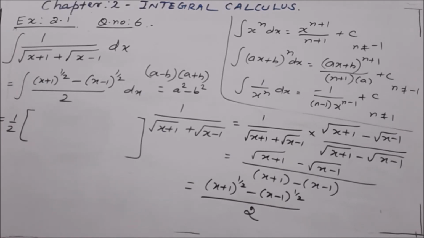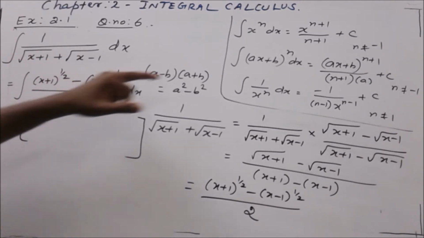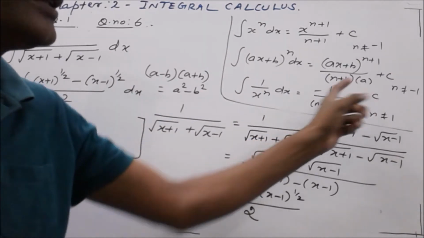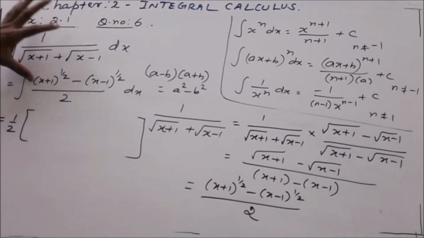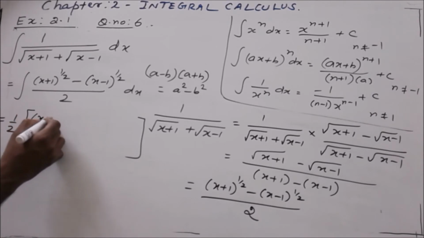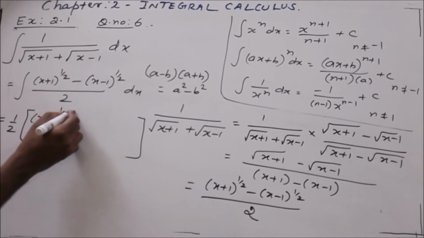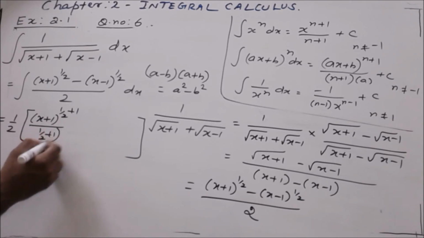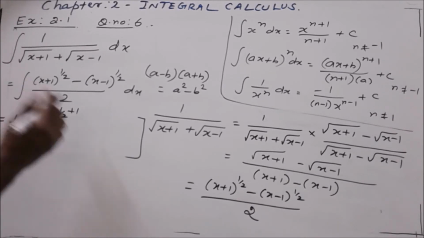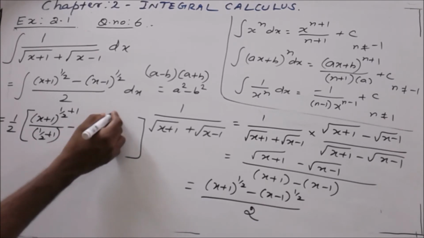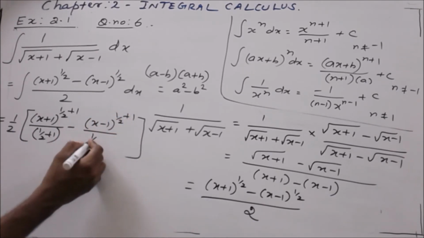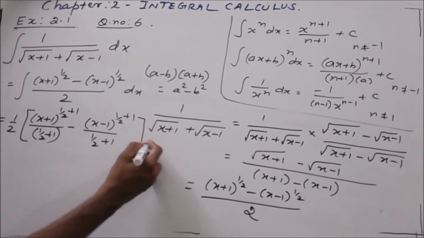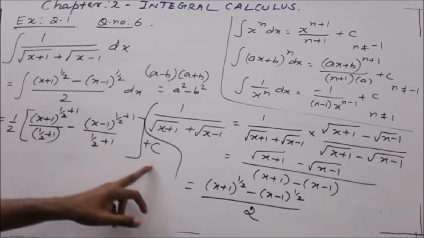Functions combined by addition and subtraction, we can integrate individually. Now the functions are combined by subtraction. So this one is the ax plus b whole power n formula. Instead of a we have 1, so we need not multiply in the denominator by 1. Now ax plus b whole power n integrates to ax plus b whole power n plus 1, by n plus 1, into a. Here n is 1 by 2, so 1 by 2 plus 1, into 1. The coefficient is 1, you need not multiply. Minus x minus 1 whole power n plus 1 by n plus 1, plus constant of integration c. For all the cases, one constant of integration c is added.